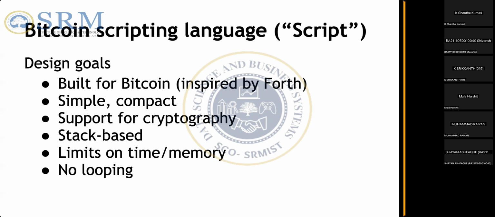Yeah. So good. So let's briefly talk about the Bitcoin scripting language. Basically, it's a small scripting language built for Bitcoin only. And it is inspired by a language called Forth. It's a very small language, and it is simple and compact. It has support for cryptographic functions, for example, signature validation and hashing and other functions implemented in it. And most importantly, it's a stack-based language.